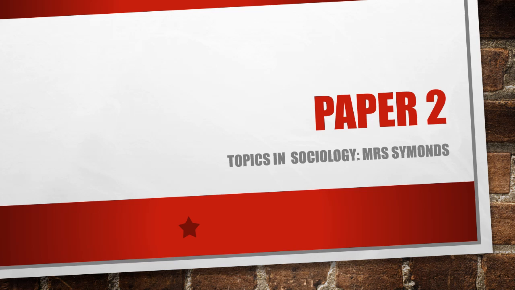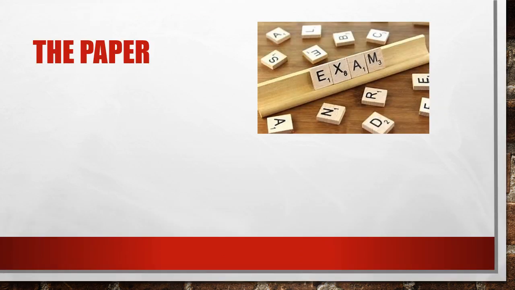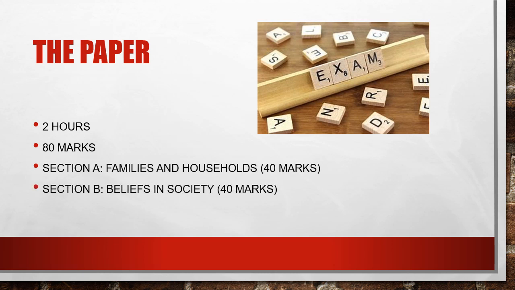Hello, this is a video recording for paper 2 of the AQA A-level sociology paper, and it's called Topics in Sociology. So let's get on with looking at what the paper entails. It's a 2-hour exam. It's worth 80 marks, and those 80 marks are divided into 2 sections.